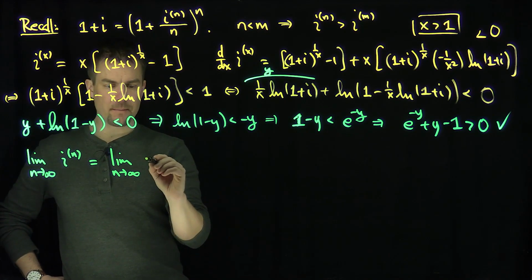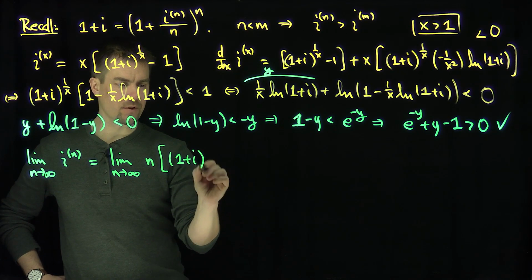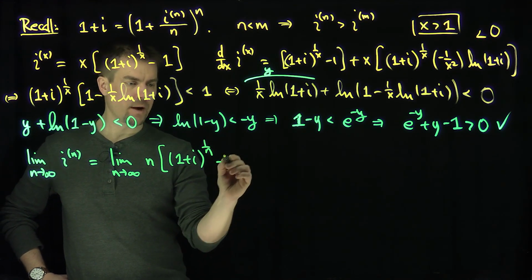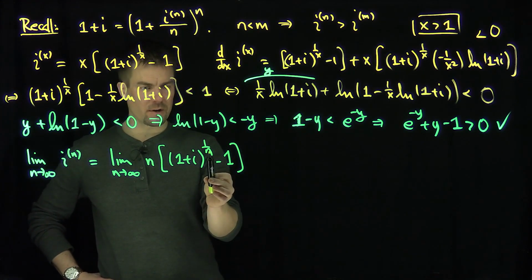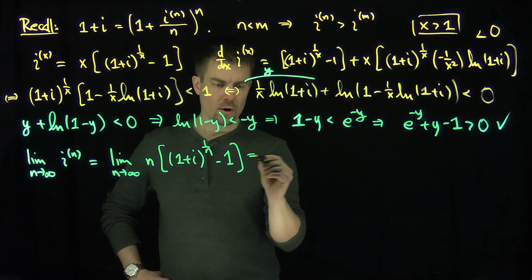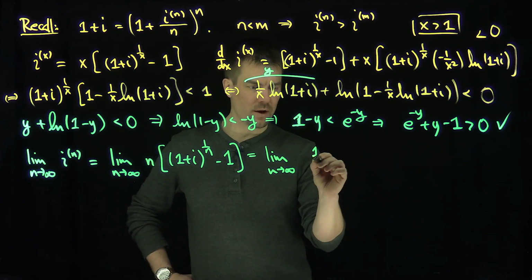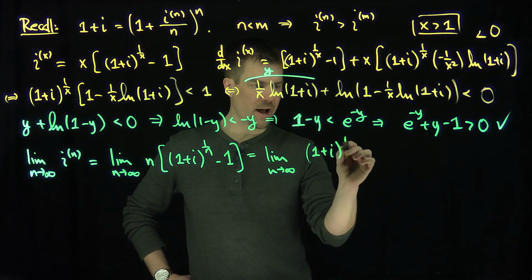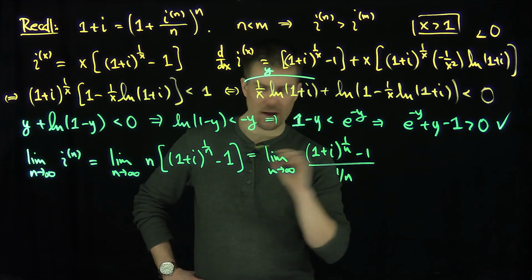So that's going to be an n, and then I'm going to have a (1 plus i) to the 1 over n minus 1. Of course, I have an infinity, and as n goes to infinity, this goes to 0, and this is going to go to 1, so I have 0 times infinity. This is an indeterminate form, so I'm going to have to write this as the limit as n goes to infinity of (1 plus i) to the 1 over n minus 1, over 1 over n.